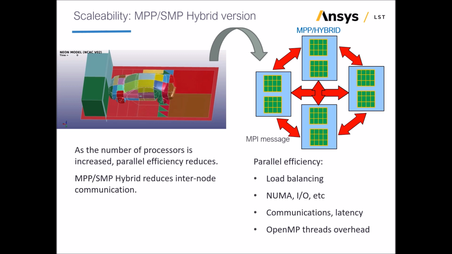That's called load balancing. Now, we might hope that 1,000 processors would run a model 1,000 times quicker than one processor, but it never turns out like that.